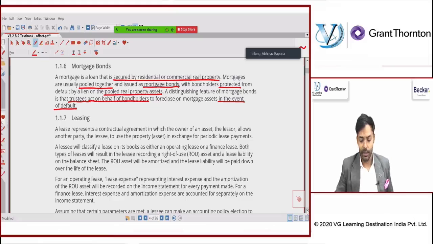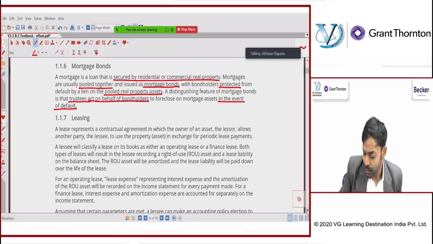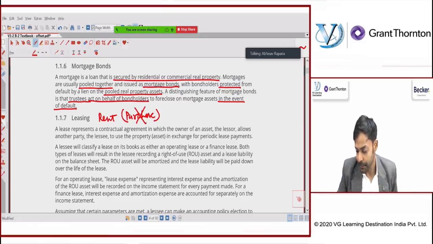Okay, I hope it is clear. Lastly is leasing. We all understand what leasing is. You decide about a property, I'm not sure whether I should buy the property, so what do you do? You basically go and rent it. So what is leasing? You're going for rent and you're not purchasing. So this is leasing, right?